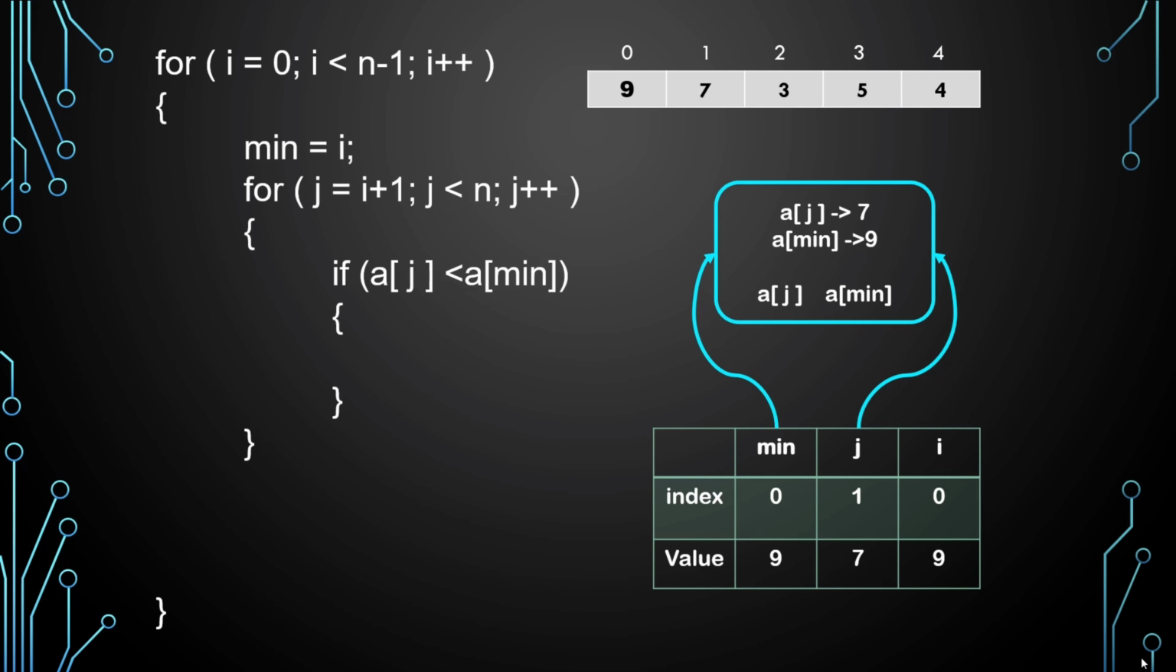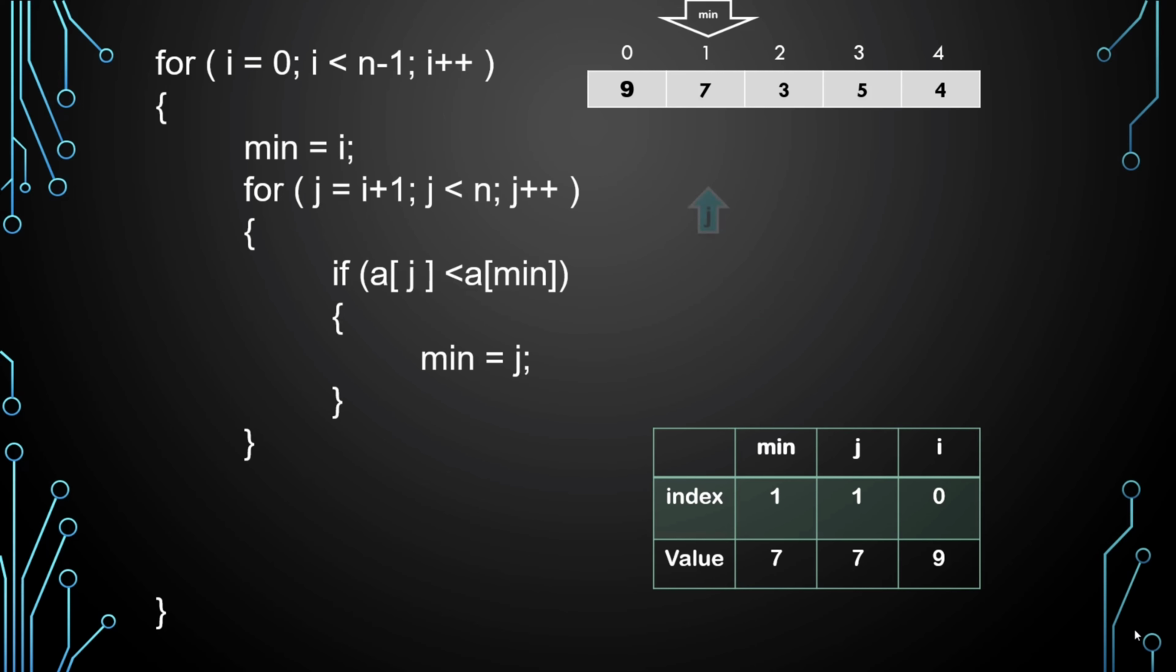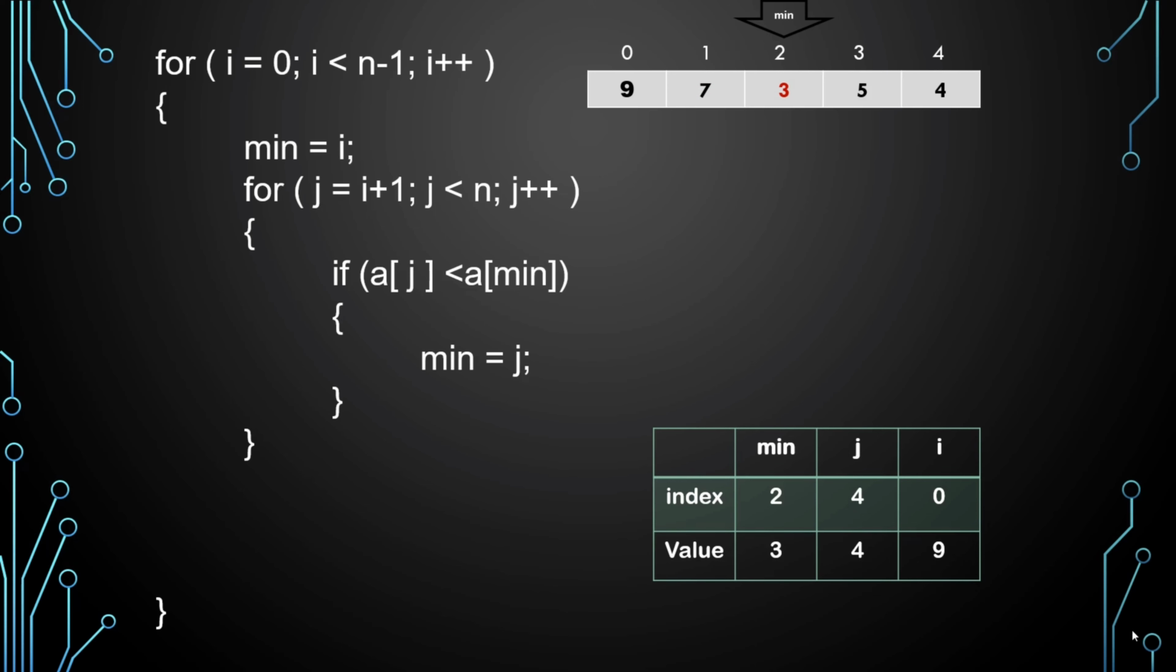We can see that in this case a[j] is 7 and a[minimum] is 9. By comparing both values, we can see that the value at j is smaller, so a[j] is less than a[minimum]. So now the minimum variable is assigned to j. Now the minimum and j variables have the same indexes and values. Coming to the next loop, the minimum value is again found at index number 2 with value 3, so we mark it as red. After completing the for loop of j, we conclude that index 2 is the minimum of all.